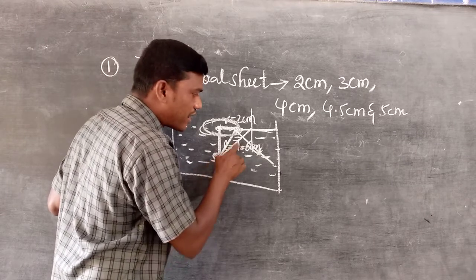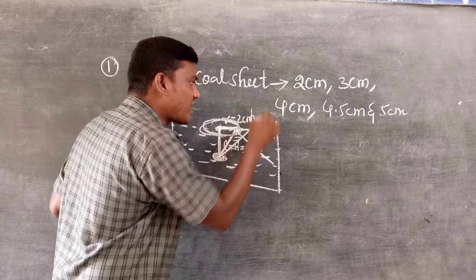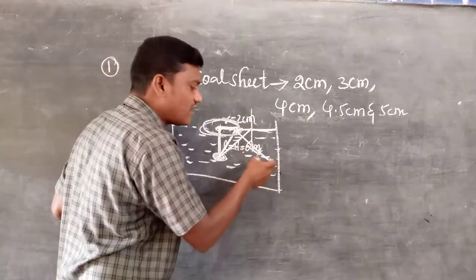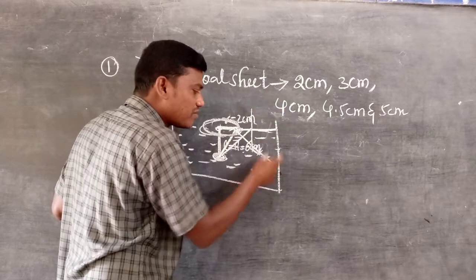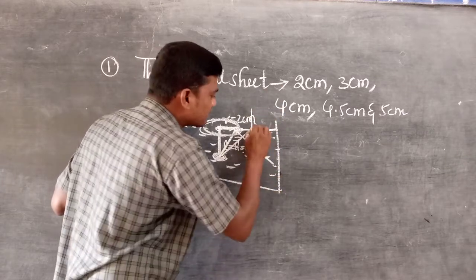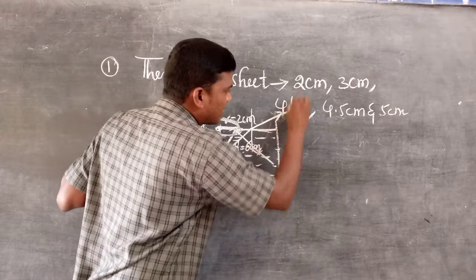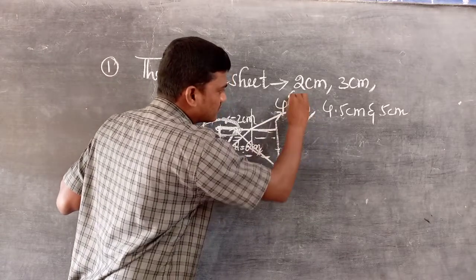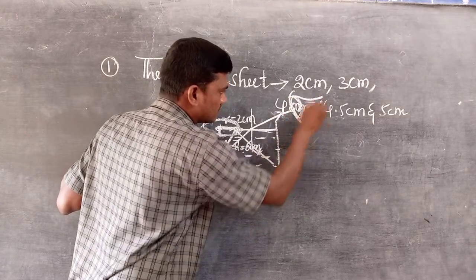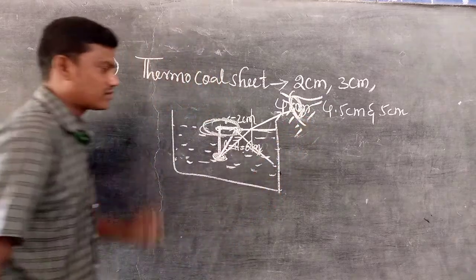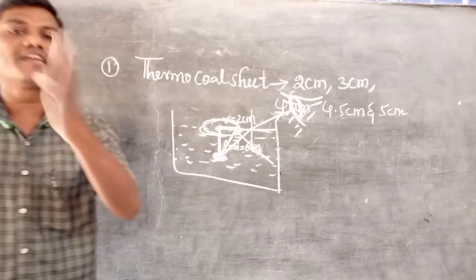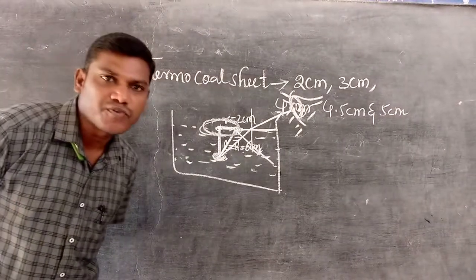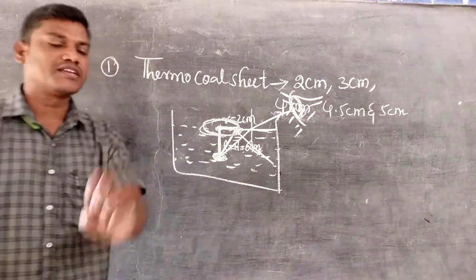This light ray behaves as if it travels from a denser medium to a rarer medium, because here it is air and here it is water. Air is a rarer medium, water is a denser medium. That's why it will be refracted and reach the observer. So that's why we are able to see the head of the needle very clearly by which phenomenon? Refraction phenomenon. Listen very carefully.